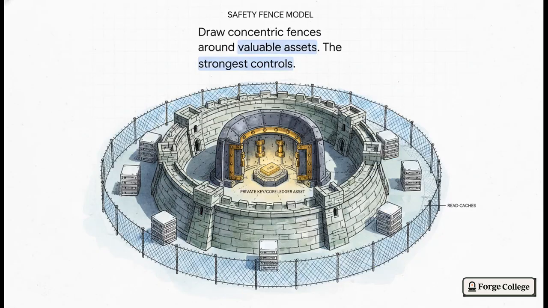Another favorite shortcut of mine is the safety fence model. Imagine drawing concentric virtual fences around your absolute most valuable assets. Think of a high-security vault. Your hardware-backed private keys, guarded in the deepest, innermost center fence with the strictest possible controls. Meanwhile, your basic read caches live out on the cheaper outer perimeter, where a breach isn't a catastrophic, system-ending event.